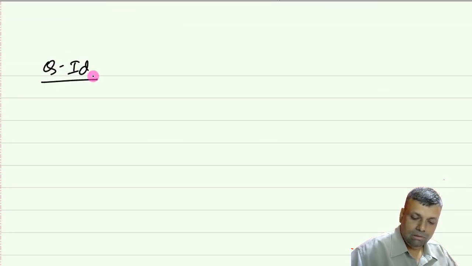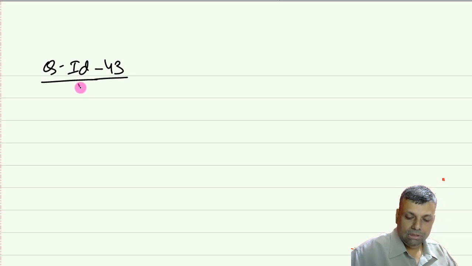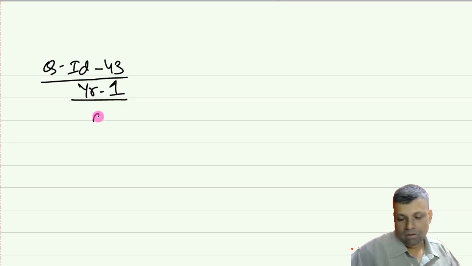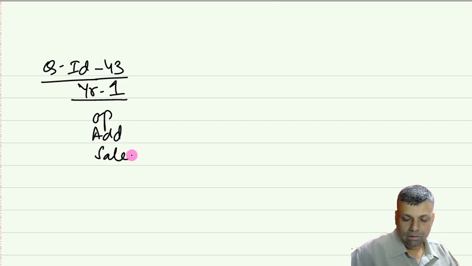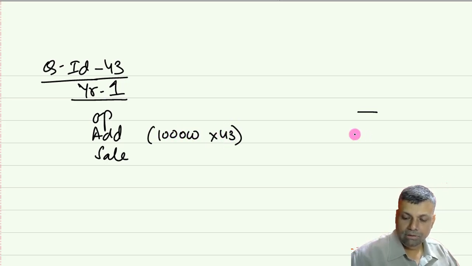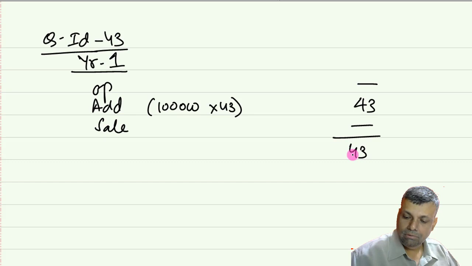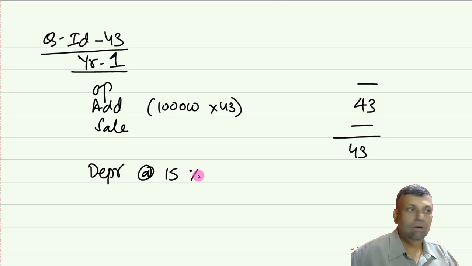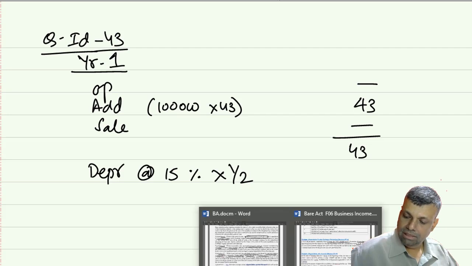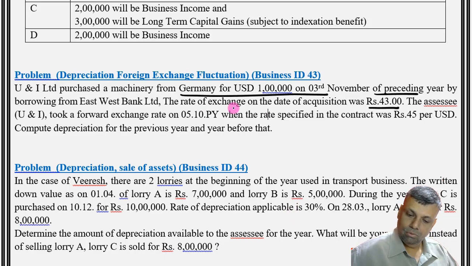The next one, question ID number 43. I will just say year number 1: opening, addition, anything that has been sold. Nothing is opening. 1 lakh, the exchange rate 43, so 43 lakhs. Nothing has been sold, so it is 43. Get the depreciation at the rate of 15%. Just check half rate, full rate based on the 180 days test. So multiplied by half rate. Let me check once again in the question whether it is half rate. It was somewhere in 3rd November, so 3rd November will come in half rate.